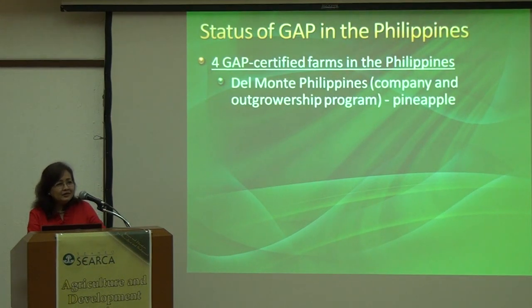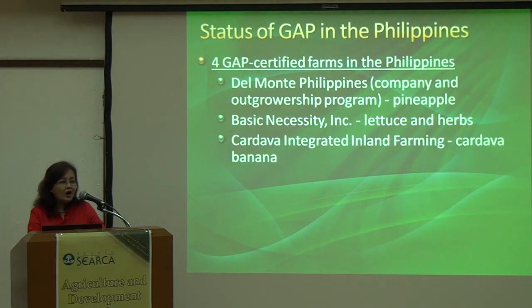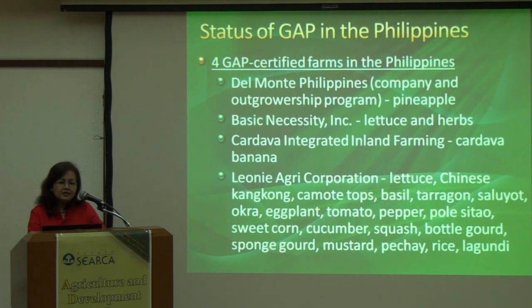These are the Del Monte Philippines, which is a corporate farm, plus its outgrowership program for pineapple. There is a Basic Necessity in Tagaytay for lettuce and herbs. Then there is a cooperative whose members are agrarian reform beneficiaries. I'll tell you about them later. They are raising cardava banana. This is the cooking banana. And Ioni Agri Corporation in Nagcarlan, which grows various leafy vegetables and herbs.